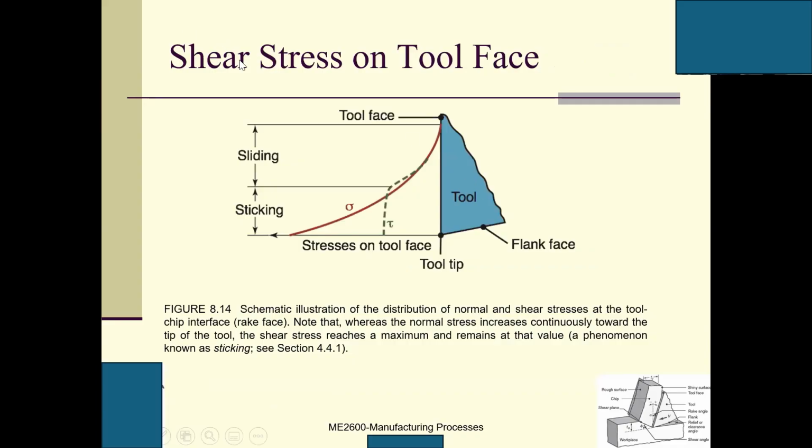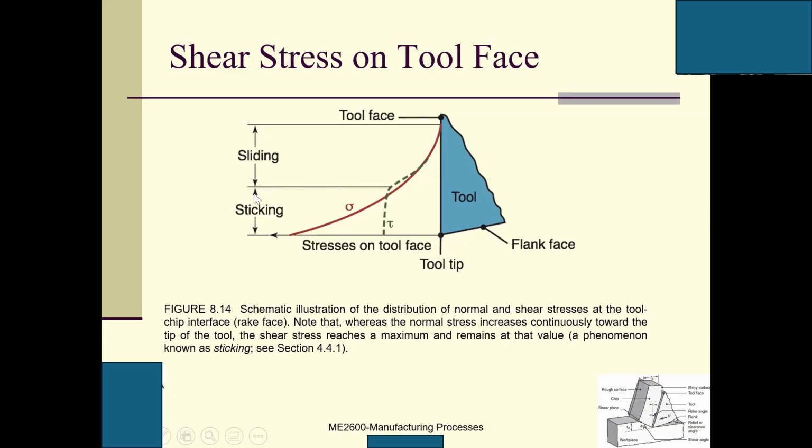So here is the shear stress distribution on the tool face. Suppose this is a tool and this is a flank face. This is a rake face. You can see the flank face, and so we have the tool. The chip is generating, and it is flowing on the rake face of the tool.